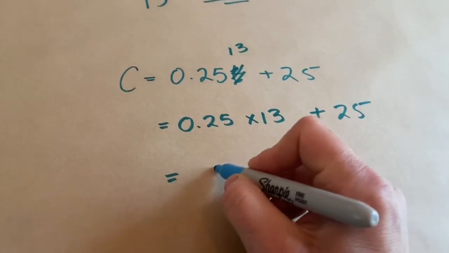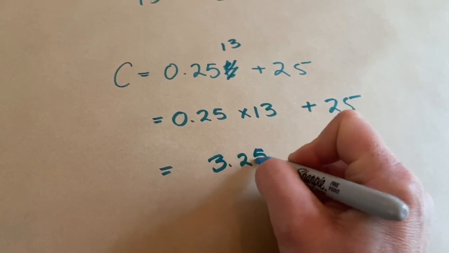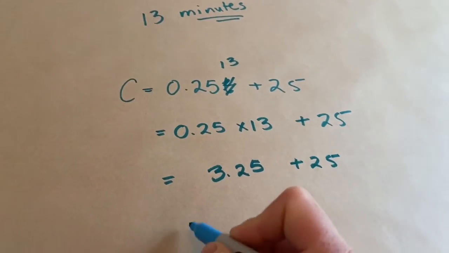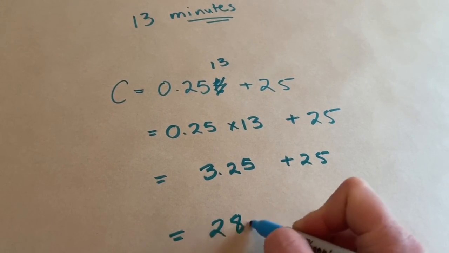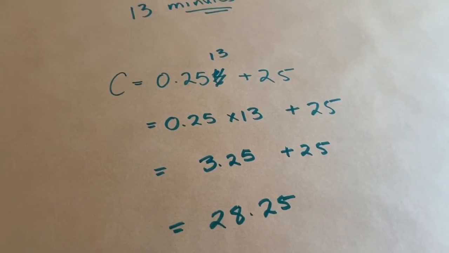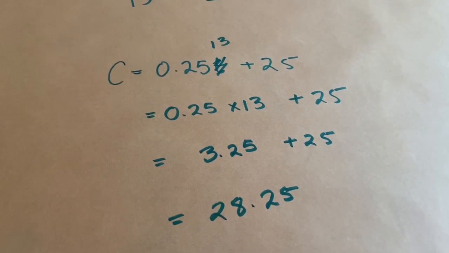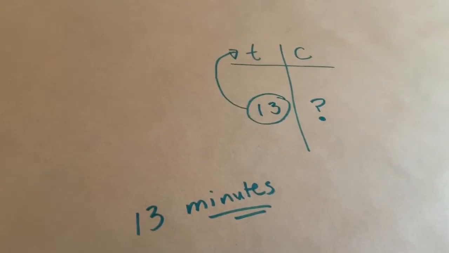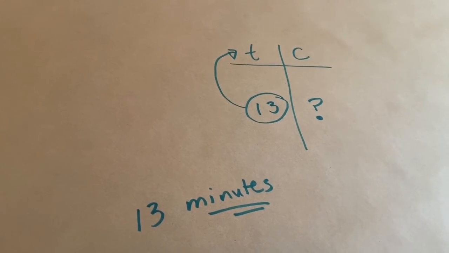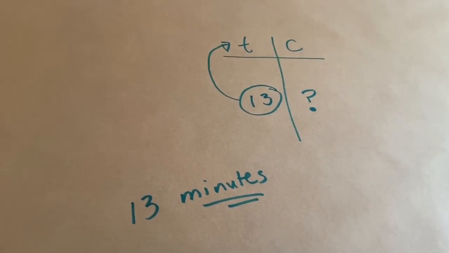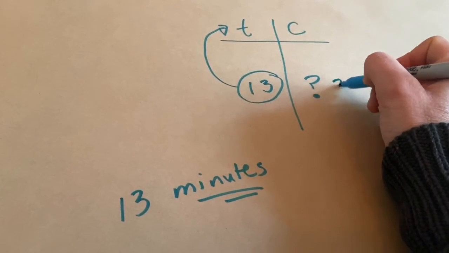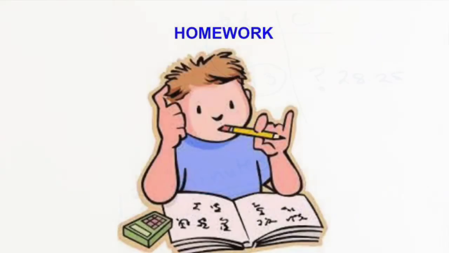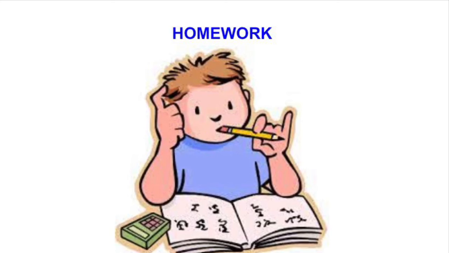I think, actually I didn't get my calculator. I think that this is $3.25 plus 25. So I think that's going to be $28.25. My faithful YouTube followers, if I made a mistake, please let me know, but I'm pretty sure that's right. So that means if you use the Talk a Lot cell phone plan, if you talk for 13 minutes, it's going to cost you $28.25.